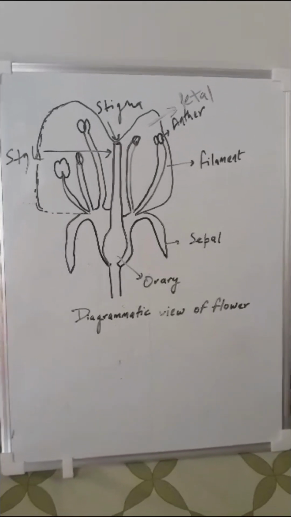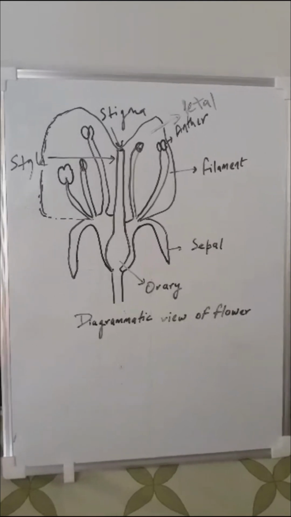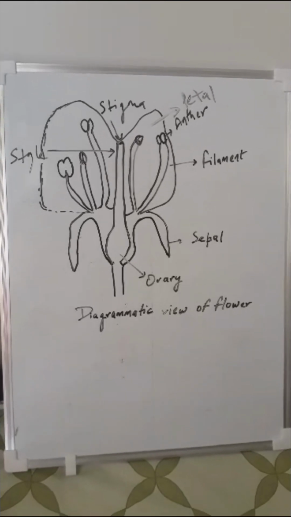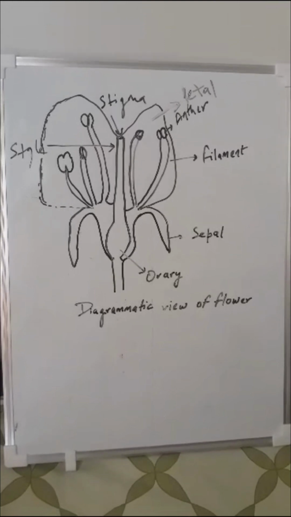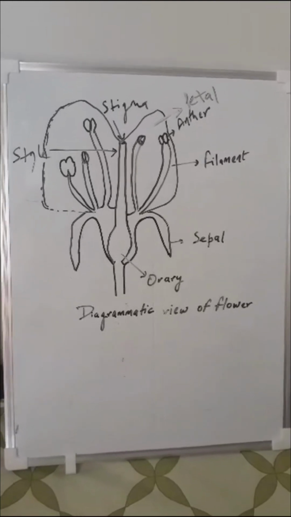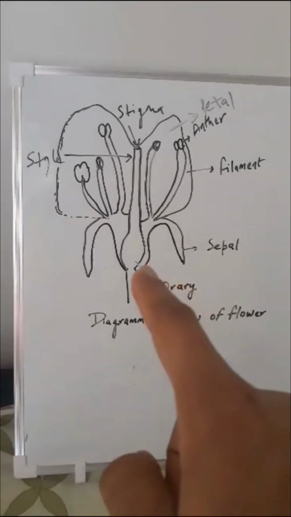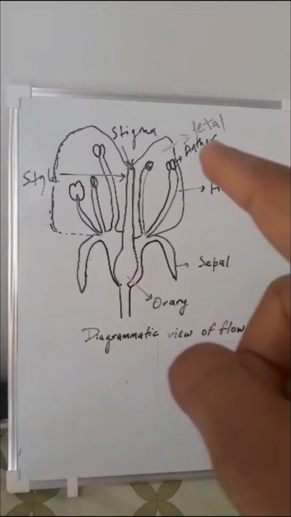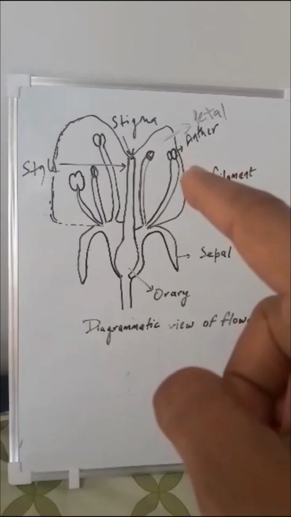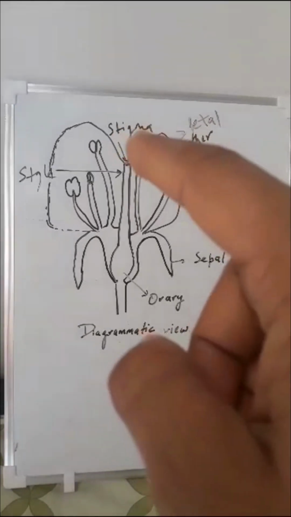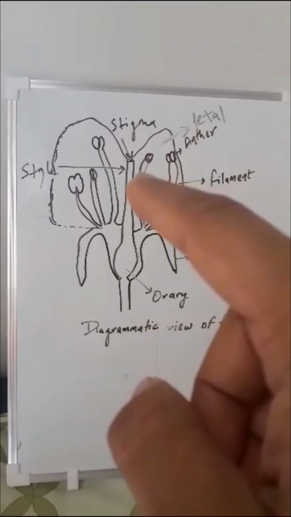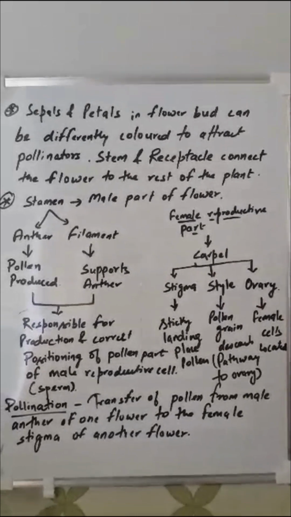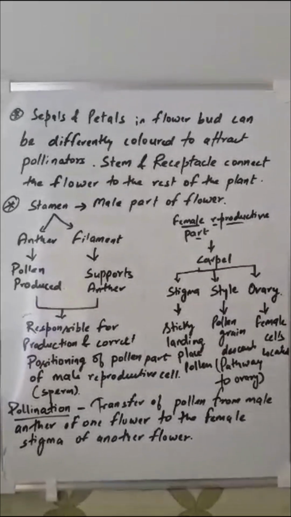Before discussing sexual reproduction in plants, we have to know the parts of plants. I have put a diagrammatic view of a lateral section of a flower that will show you this is the ovary, this is the sepal, this is the filament, this part at the top is the anther, and this one is the petal. Here you can see the stigma, which is the upper part of the ovary. Then there is the style, so as you have seen, there are different parts of flowers.